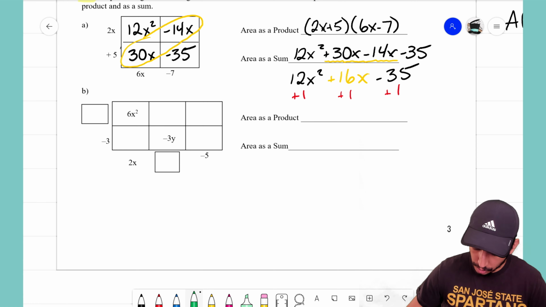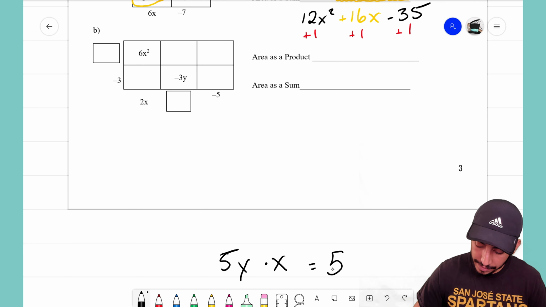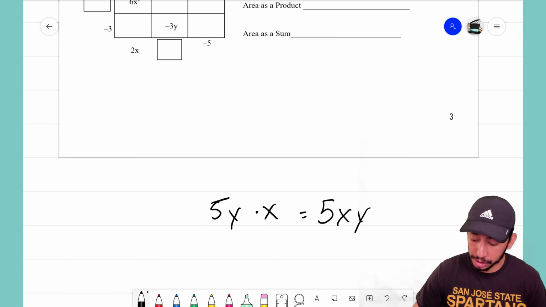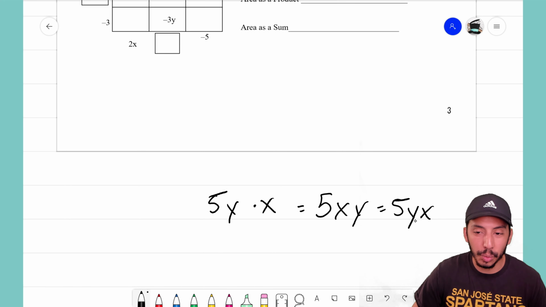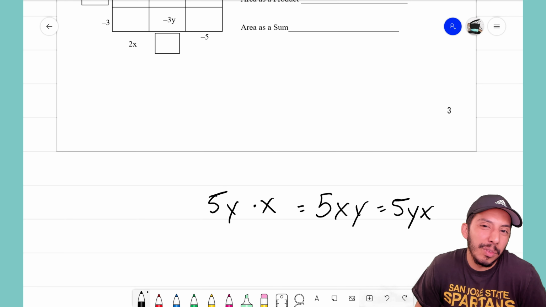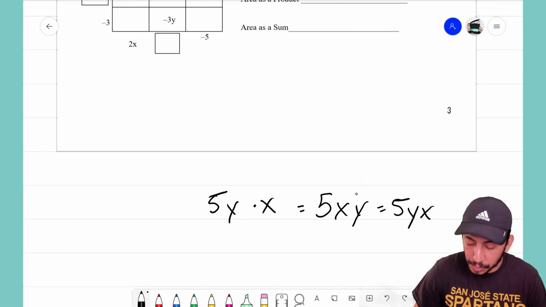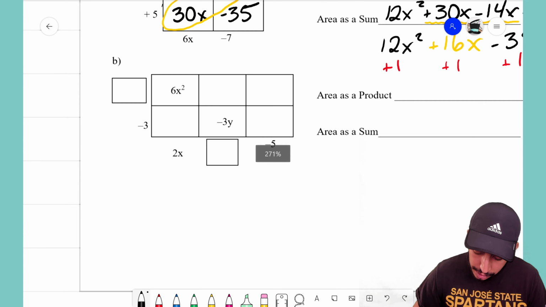Yes, Carla. Carla asked a question. Carla said, if you have 5y times x, does it equal 5xy? Yes, it does. It also equals 5yx, but that should look weird to you because we always do alphabetical order. So you could write 5yx, but we always try to put it in alphabetical order.